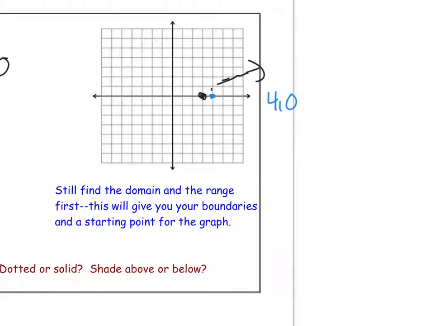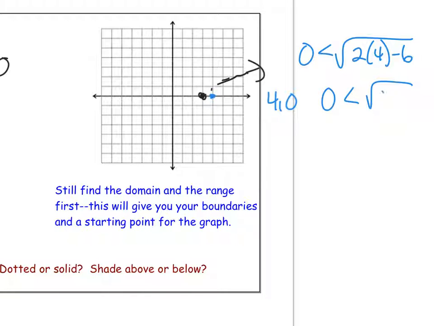Okay, so I'm going to put in: is 0 less than 2 times 4 minus 6? So is 0 less than 8 minus 6? So is 0 less than the square root of 2? Yes. So that means I'm going to shade below this. So I'm going to shade everything right here. Okay, so that's what that one's going to look like.